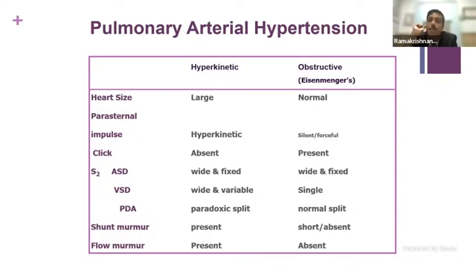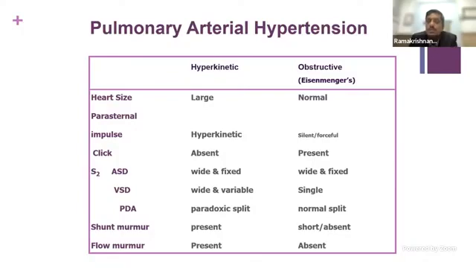So in an Eisenmenger syndrome with ASD, it will still be wide and fixed. Whereas in VSD, if it's a hyperkinetic large flow situation, you will have an S3 and a wide and variable split. Whereas if it's a large VSD with obstructive PH, generally it will be single. PDA can have a paradoxical split, and in obstructive PH, it generally becomes normally split.